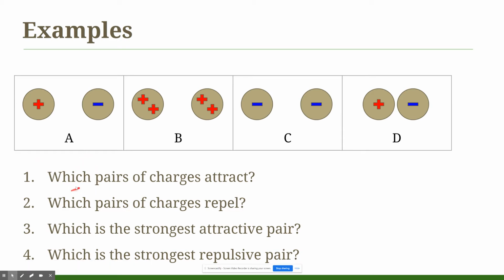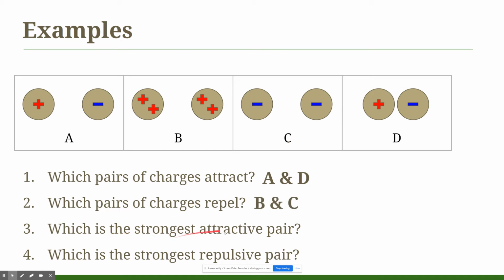All right, question number 1, which pairs of charges attract? We are looking for opposites. So A has a positive and a negative. D has a positive and a negative. So A and D will attract. Which ones will repel? Like charges. So B and C. When we have the same thing, they repel. So B and C both repel.